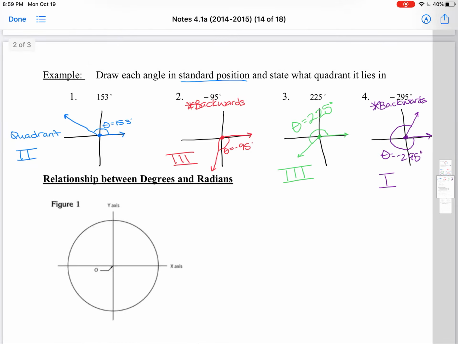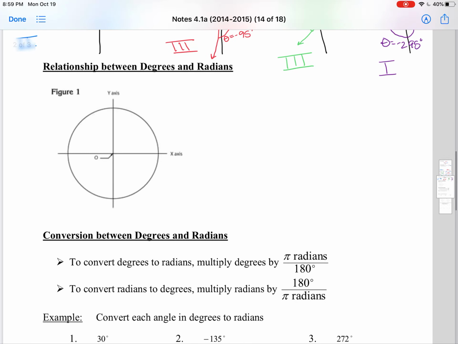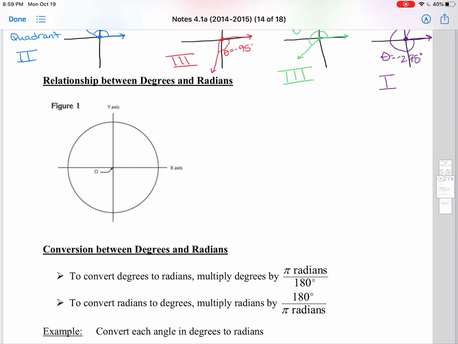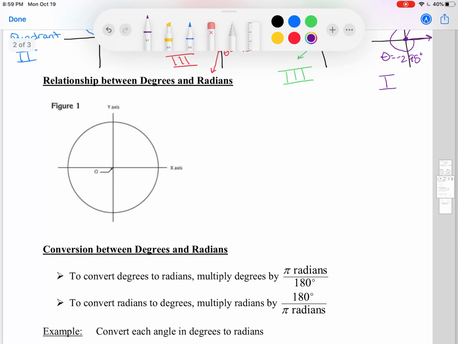All right, so that's just angles. From here on out, we're going to talk about two things. We're going to talk about angles measured in degrees as well as radians. All right, radians is something you probably most likely have never seen. Again, this is a trig concept. So this is what we're going to use. We're going to use radians and degrees from here on out.